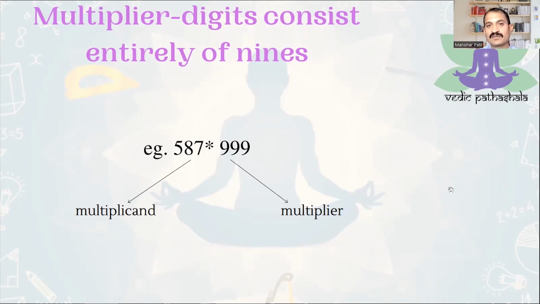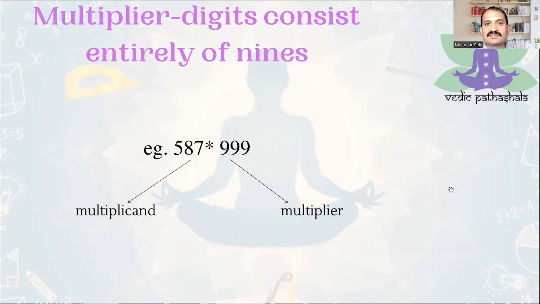In that also, we'll see only one condition: that the multiplier is made up of only 9s. You might have heard the concepts multiplicand and multiplier. If not, no worries, I am going to explain. Multiplicand means the number which we are multiplying. The next term is multiplier. The number by which we are multiplying is called the multiplier.